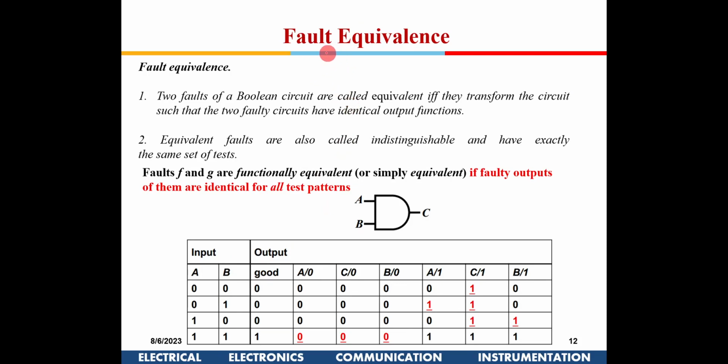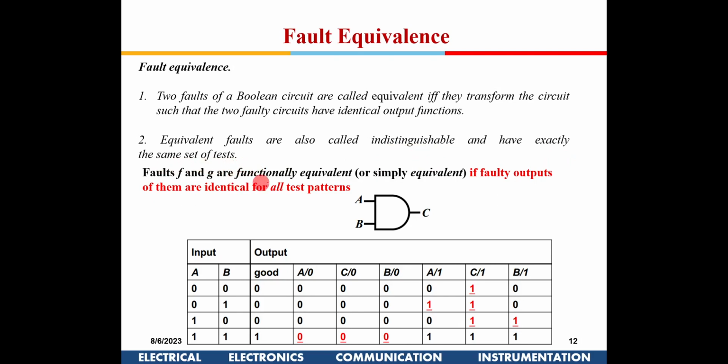Now, let's talk about the question which was asked, why some faults were missing in that circuit. That is because we have something known as fault equivalence. What is the definition of fault equivalence? Two faults of a Boolean circuit are called equivalent if and only if they transform the circuit such that the two faulty circuits have identical output functions. Equivalent faults are also indistinguishable, and they have exactly the same tests.